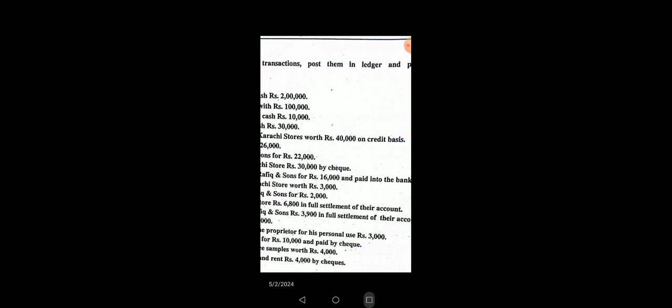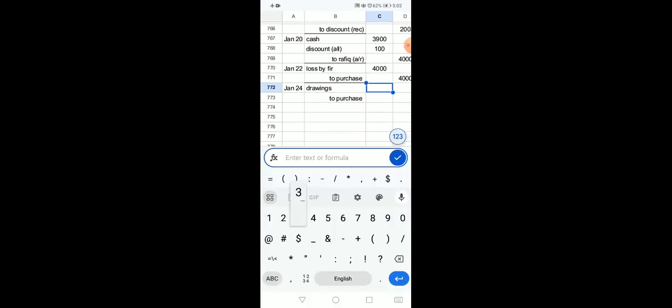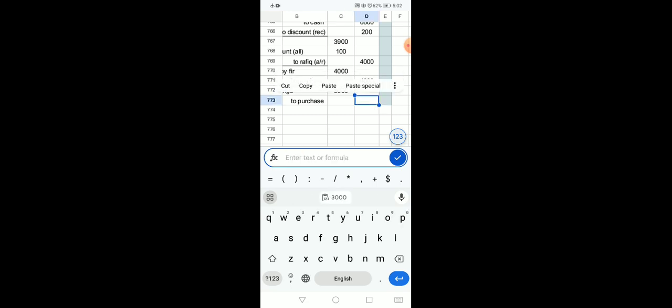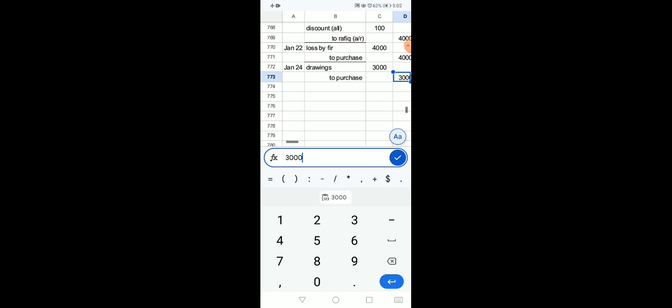January 24. Let's see how much worth of goods has been drawn by the proprietor. These are 3000. So put 3000 on the debit side, and you are supposed to write the same amount on the credit side as well. The January 24th entry is completed. Put a closing line to mention that the entry has been completed. After 24 we have entry number 26.